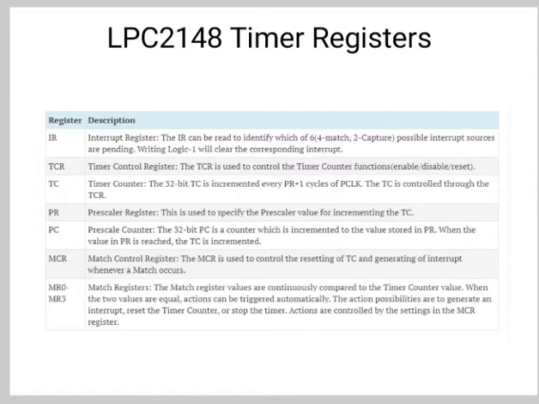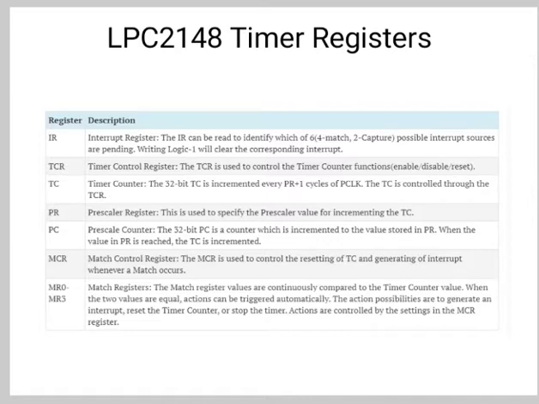Then the prescale counter register. The prescale counter increments on every peripheral clock up to the value stored in the PR. When the value in the PC is equal to the value in PR, then PC is reset and TC is incremented by 1 on the next clock cycle. For example, if PR is equal to 2, then TC is incremented on every third cycle of the peripheral clock. So PR defines the resolution of the timer.